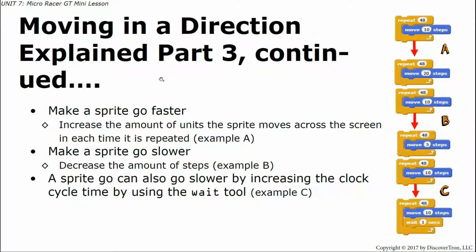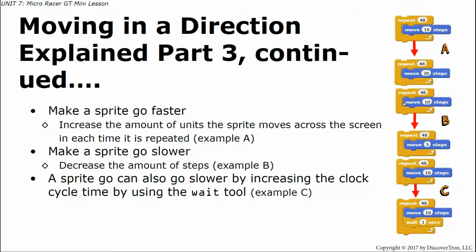Okay, so to make a sprite go faster, there's a few different ways. You can increase the amount of units the sprite moves across the screen each time it is repeated. You can see this here in example A. This sprite technically moves 10 steps, repeating 48 times. Then right here we speed it up by increasing the number of steps that it moves each time this repeats. So that increases the speed right there.